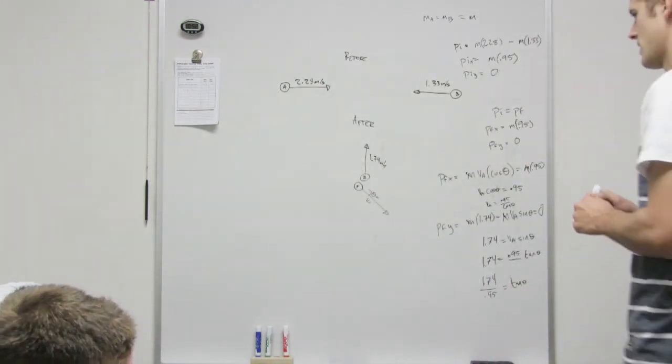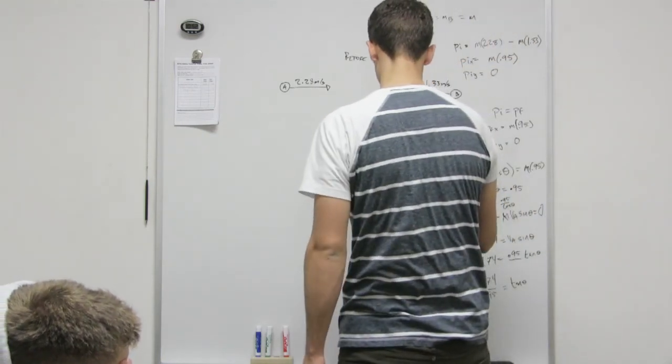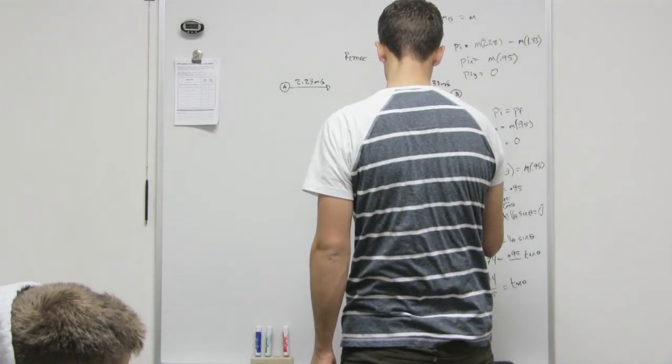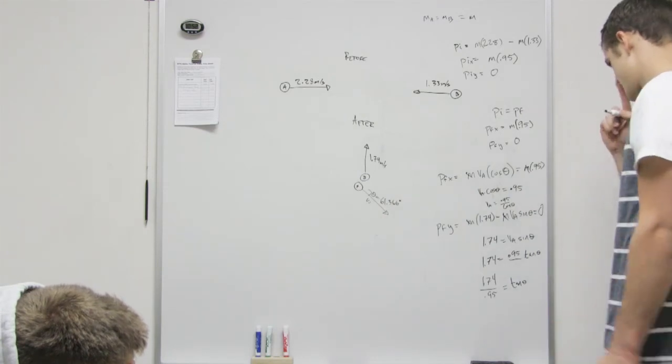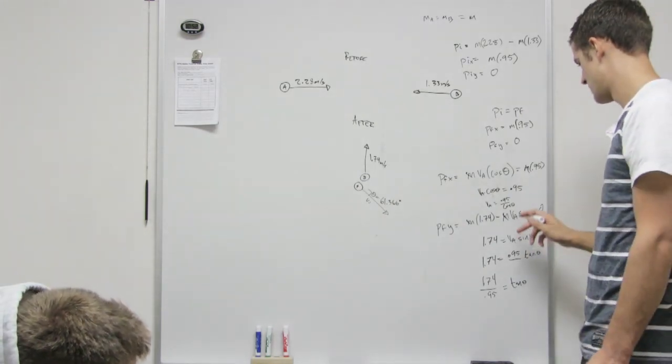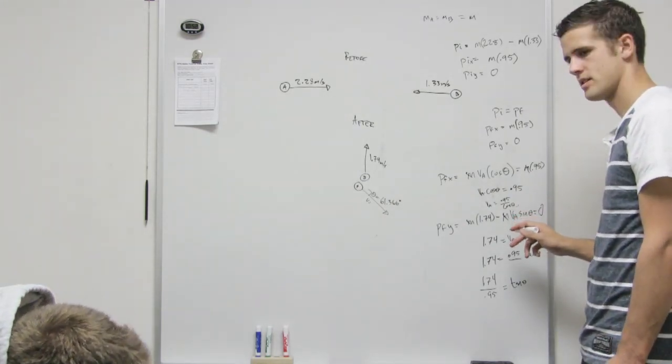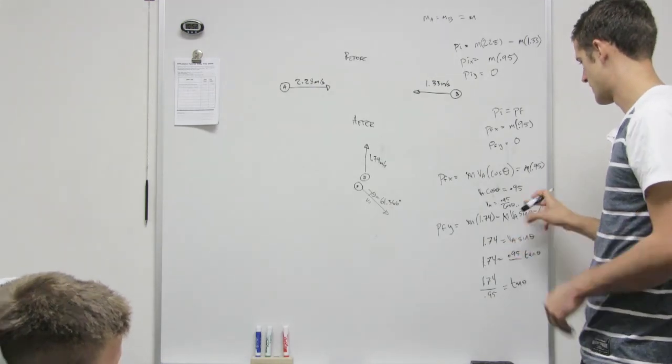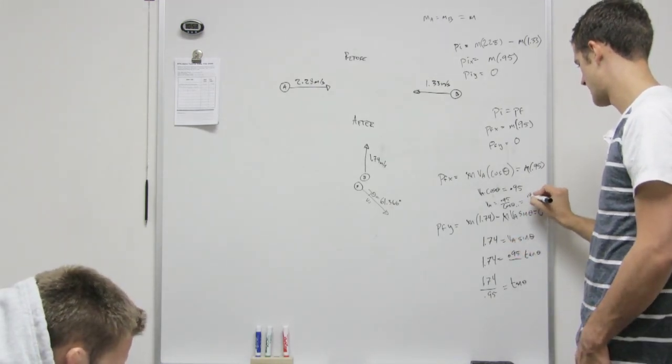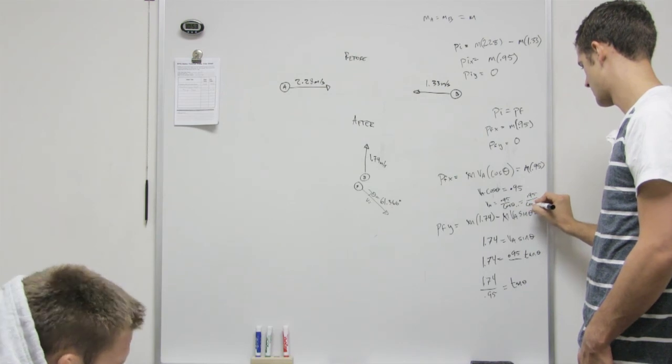61.366. So this is 61.366 degrees. And then we can plug it in here, right? So velocity of A will be equal to 0.95 over the cosine of that angle.